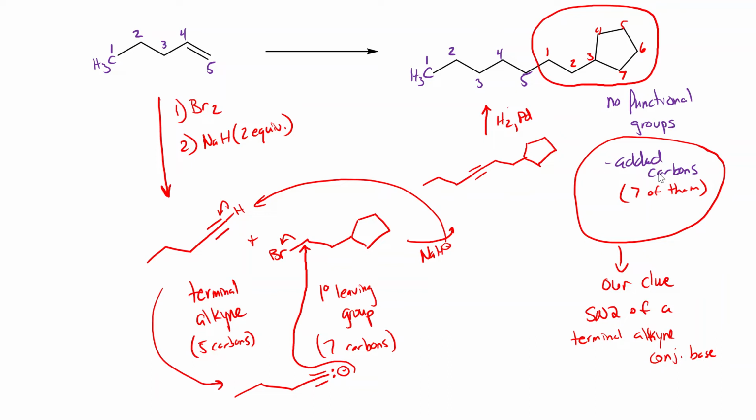So as soon as you see that you've added carbons, think about where you're adding those carbons and how you can change that into a terminal alkyne with a primary leaving group so that the SN2 reaction will give you all the carbons that you want. And then from there, you could go forward to the product or backwards to the starting material, figure out all the reactions that you need, and you are set.